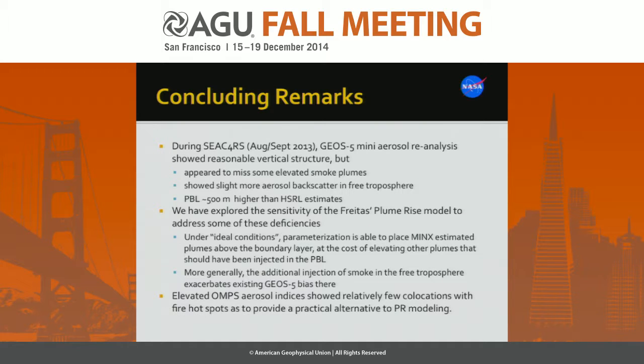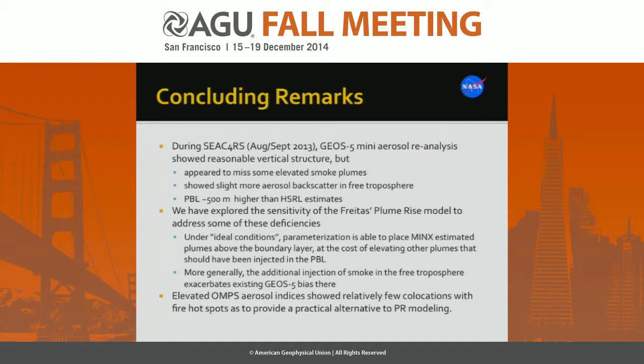It's an entirely different story for the Amazon. We have a conditionally stable atmosphere and a very shallow boundary layer. Almost everything needs to be taken out of the boundary layer. But over North America in the summer, it is a very different story. That's all I had. Okay, thank you.